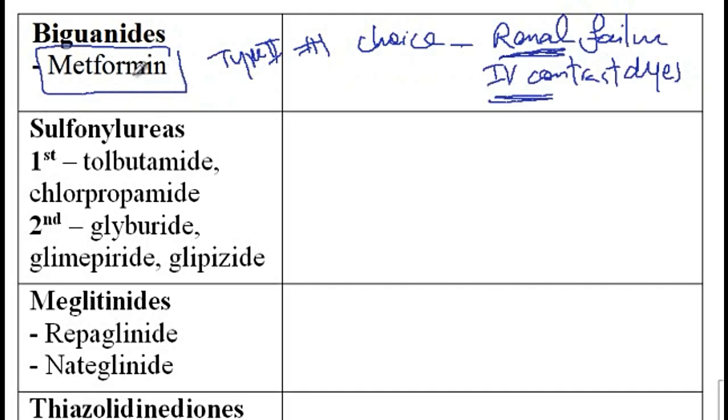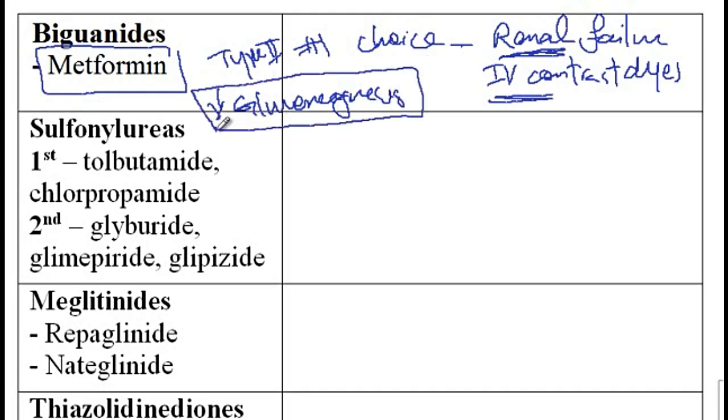Now, the main mechanism of metformin function is by decreasing gluconeogenesis. It also decreases the uptake of glucose by the GI tract and increases sensitivity to insulin, but the main mechanism is due to the decreased gluconeogenesis in the liver. And then the main complication of metformin is lactic acidosis, which is the main adverse effect of metformin.